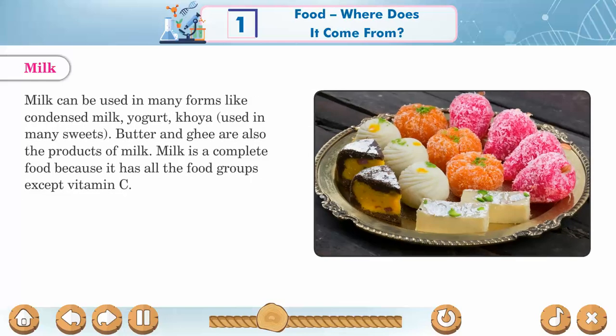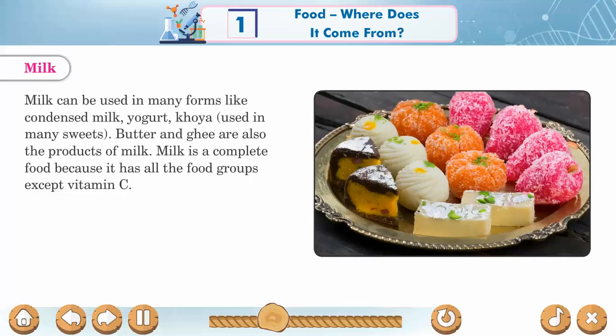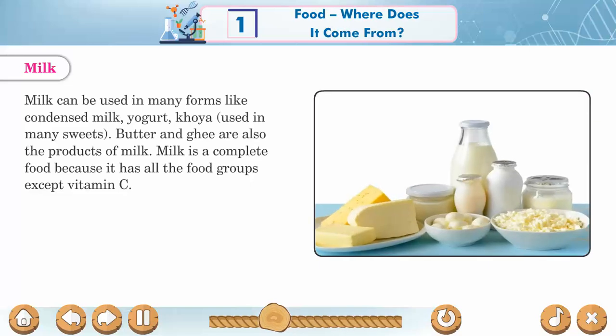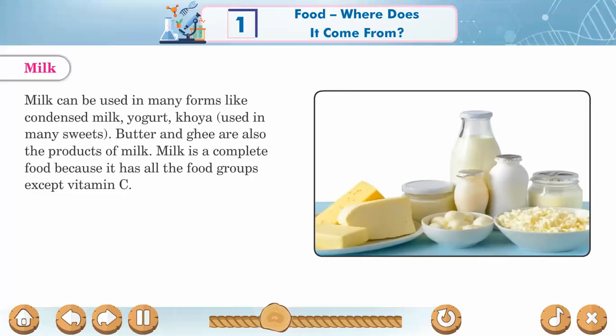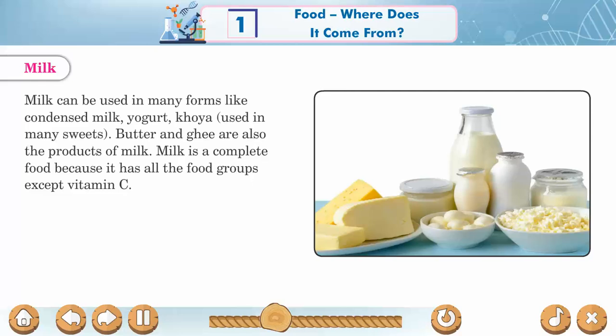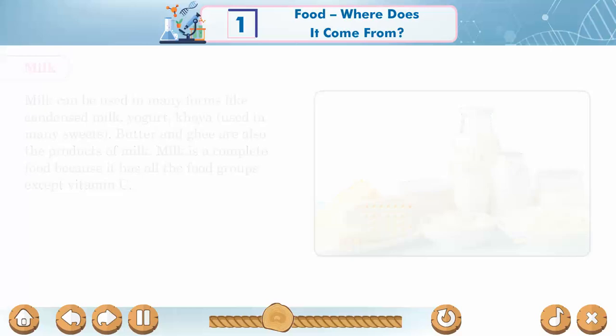Milk can be used in many forms like condensed milk, yogurt and khoya, used in many sweets. Butter and ghee are also products of milk. Milk is a complete food because it has all the food groups except vitamin C.